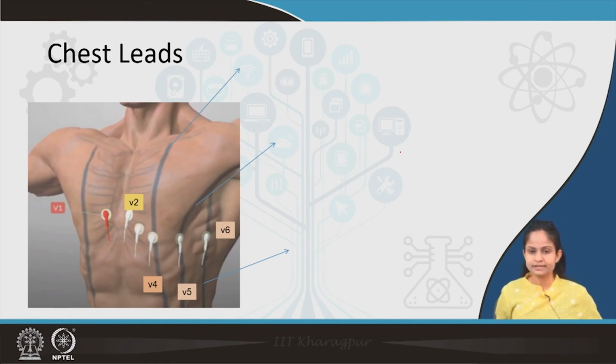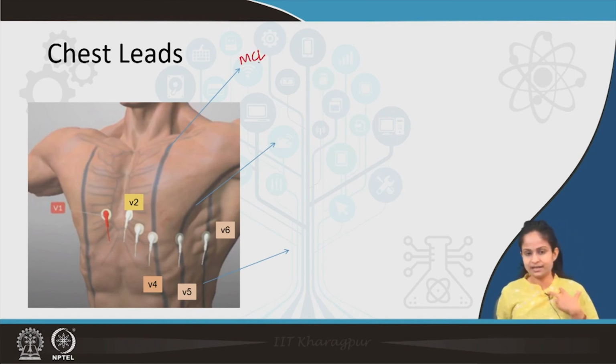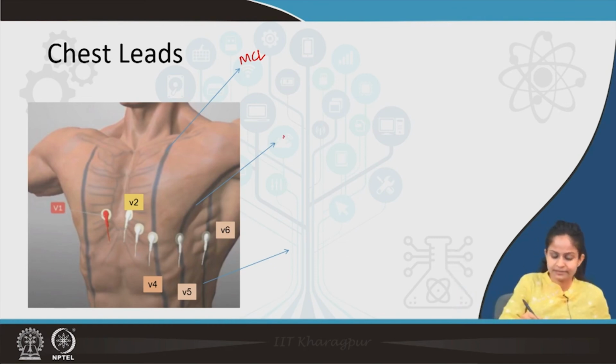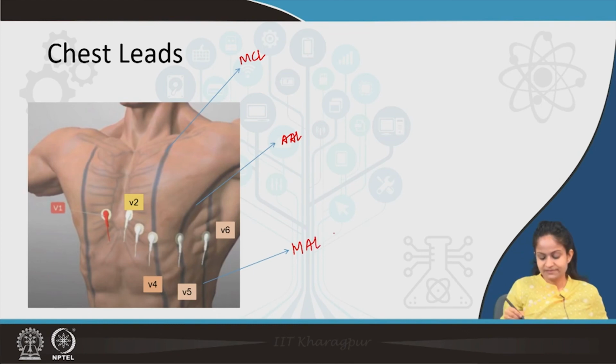Now, we will see how these leads are placed. On the chest we generally have 3 reference points. This is known as the mid clavicular line. It runs vertically between the 2/3 and the 1/3 of your clavicle bone. Then we have the anterior axillary line, which starts from the anterior portion of the axilla. Then we have the middle axillary line, the mid axillary line. These 3 references are very important in placing the electrodes.